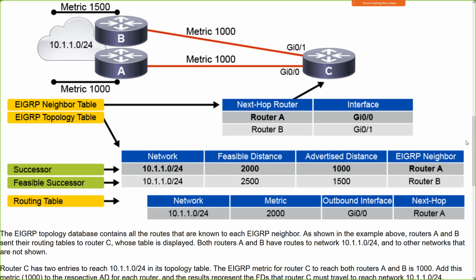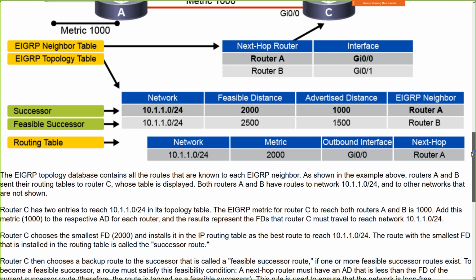The question that I have, which you guys should now be able to answer, is the path through router B considered a feasible successor? In this case, it is, isn't it? Because the reported distance from router B is 1500, which is less than the overall feasible distance of the successor path. The overall feasible distance of the successor path is 2000. The reported distance of the backup path is 1500. 1500 is less than 2000, which means it qualifies as a feasible successor. Make sense? All right.